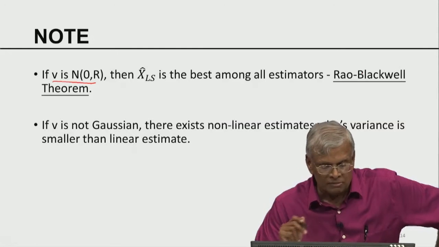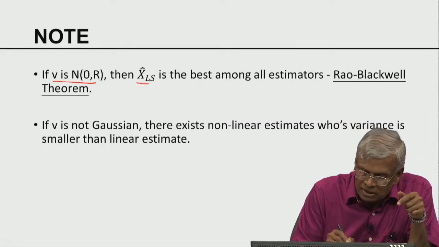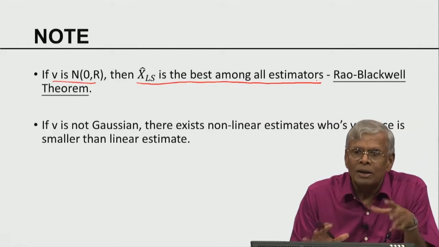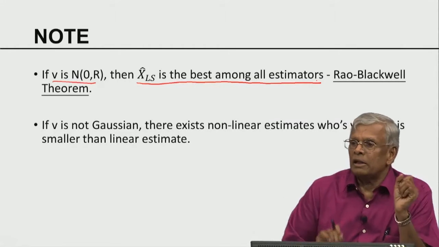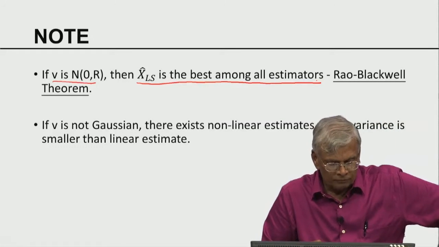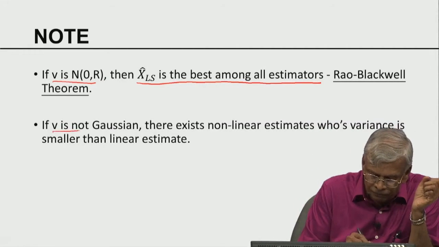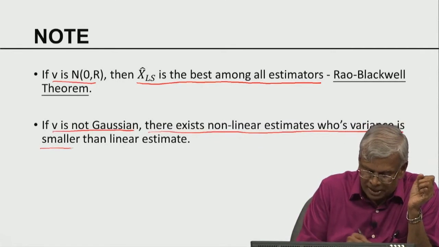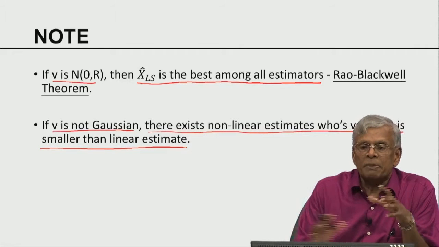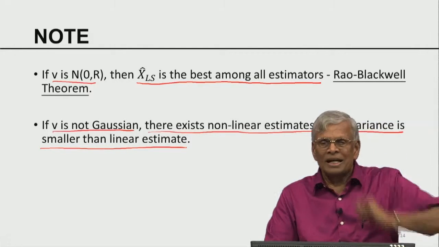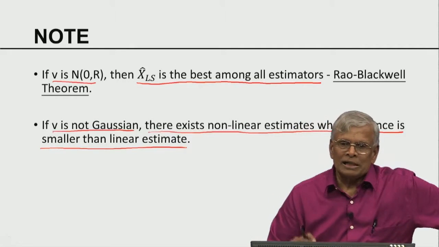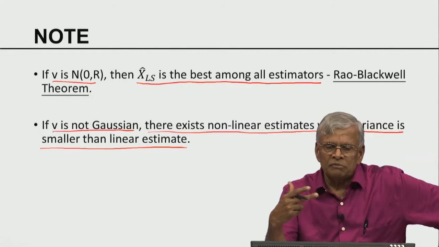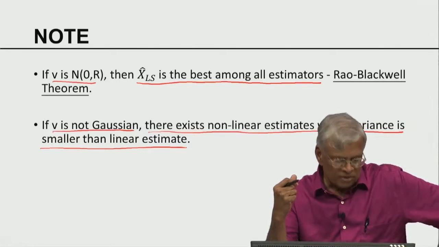The Rao-Blackwell theorem essentially tells you the least square estimate with Gaussian noise is the best among all estimates, linear and nonlinear. If V is not Gaussian, there exist nonlinear estimates whose variance is smaller than the linear estimate. These are all deeper results from statistical estimation theory. These results can be gleaned from the book by Dr. C.R. Rao, which we referred to in the previous talk.